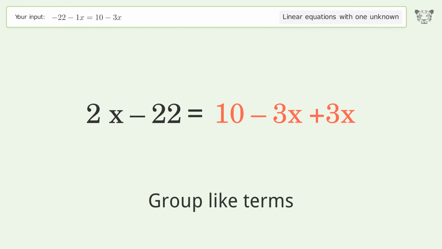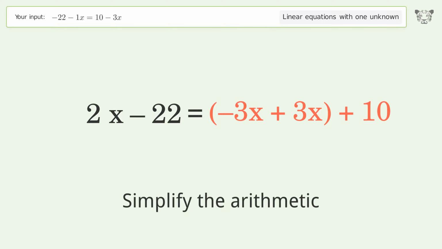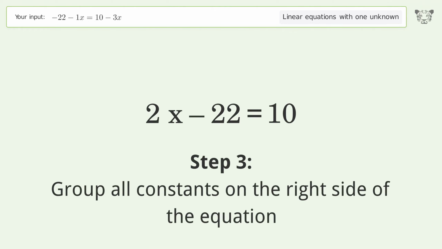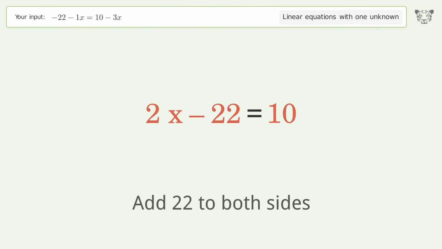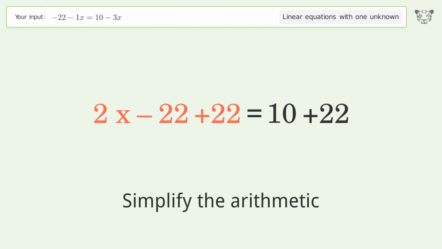Group like terms. Simplify the arithmetic. Group all constants on the right side of the equation. Add 22 to both sides. Simplify the arithmetic.